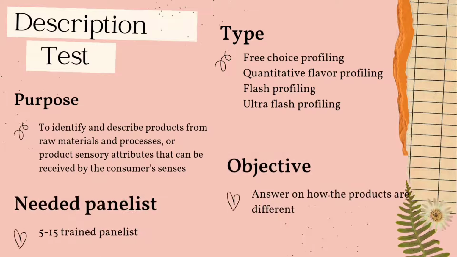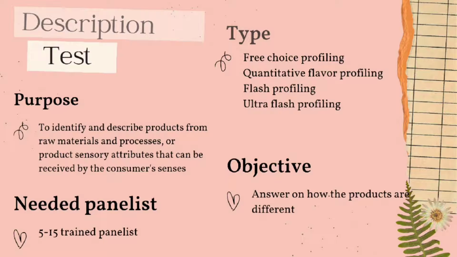Moving on to the second test, it's called description test, which has the purpose to identify and describe products from raw materials and process, or product sensory attributes that can be perceived by the consumer's sense. The needed panelist for this test is trained panelists, which has 5 to 15 panelists. In trained panelists, they only need a few, not more than 15.